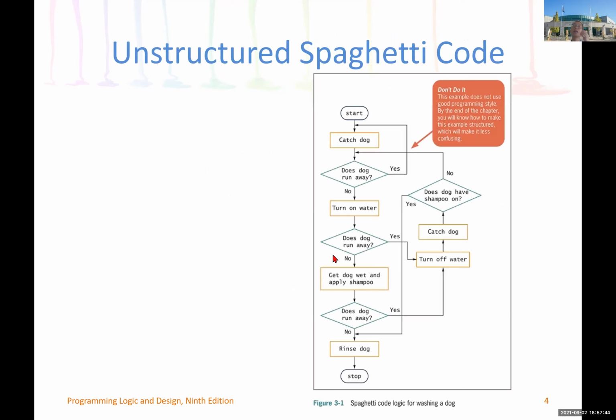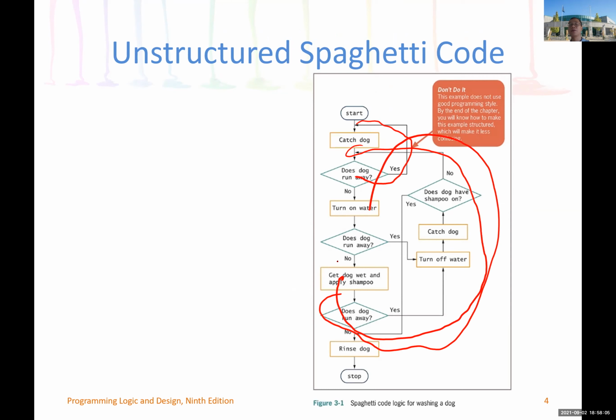Here is an example of unstructured spaghetti code. If you look at this, it is a mess. Why is it a mess? Because you see this one here, it interleaves with this one, and this one interleaves with that one. When working with spaghetti code and something goes wrong with the program, it's very hard for you to go back and debug. It's also very hard to follow the code because everything is interleaving together.